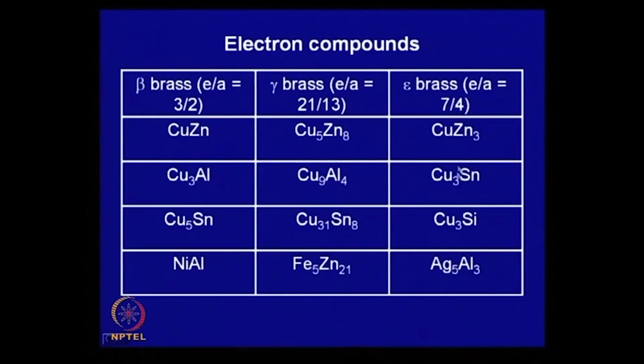Some examples are given over here, and here also, when you calculate, iron is a transition element, so its valency will be taken as 0. For zinc, the number of atoms is 21, and each zinc can give you 2 electrons. So you have 42 electrons and the total number of atoms is 21 plus 5, which is 26. Therefore, the ratio comes out to be 42 by 26, which is the same as 21/13.